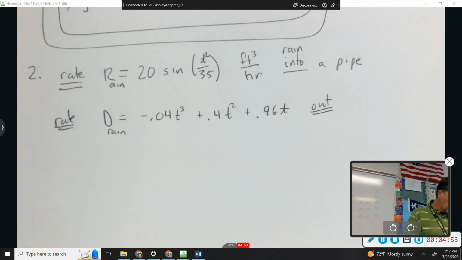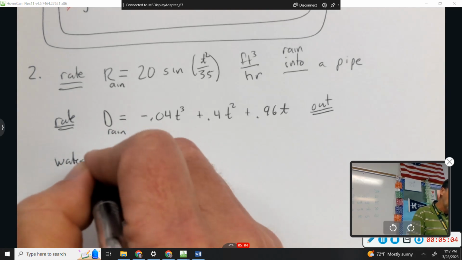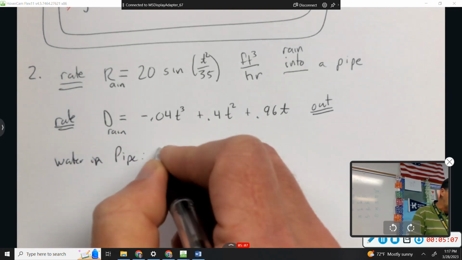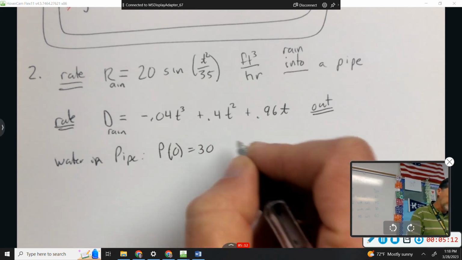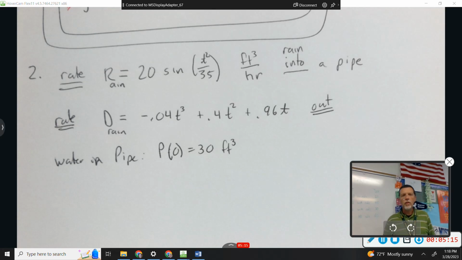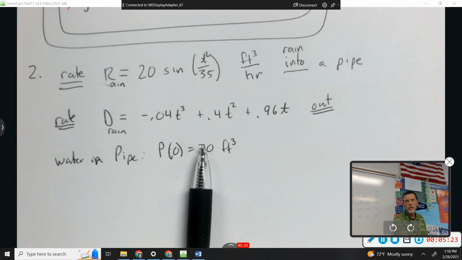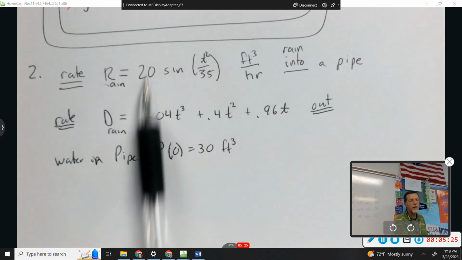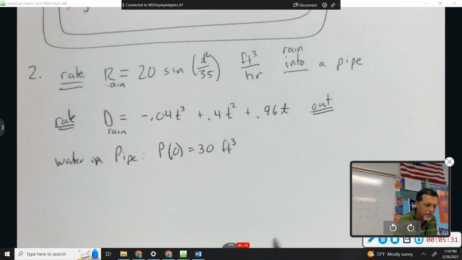Also from 0 to 8, there are 30 cubic feet of water in the pipe at time 0. That's a point. Yeah, water in the pipe. We could call that P. P of 0 is 30. So be careful about what they've given us. They gave us a rate in and a rate out and an amount to start with. So already I'm thinking if I integrate the rate, I'll get the change in the amount, and I know how much to start with, so I can figure out how much is there.